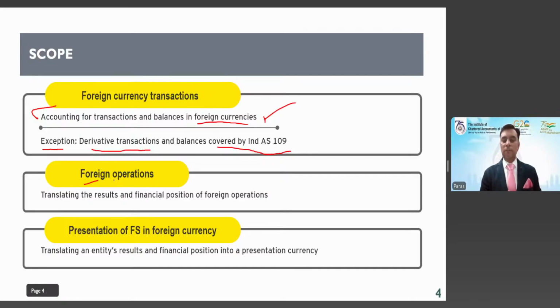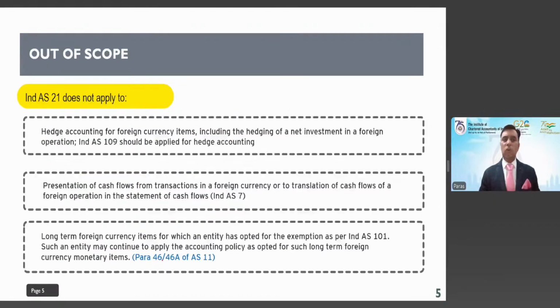Second, foreign operation, we have already discussed. We need to translate the results and financial positions of foreign operations into the presentation currency of the reporting entity. And third, last, we are going to talk about the presentation of financial statements in foreign currency. So this is the scope.